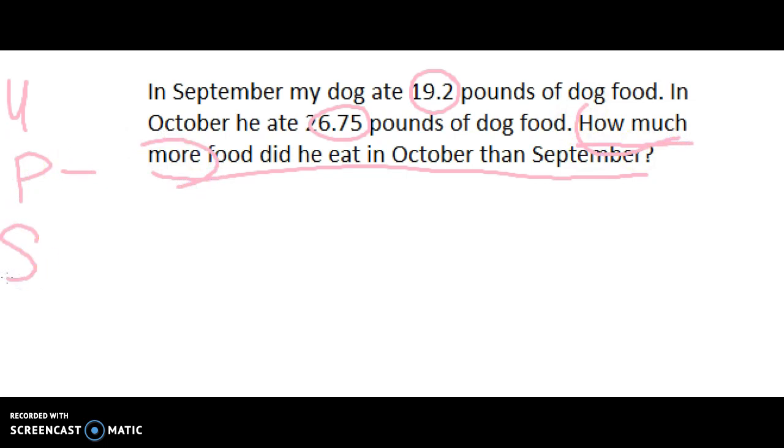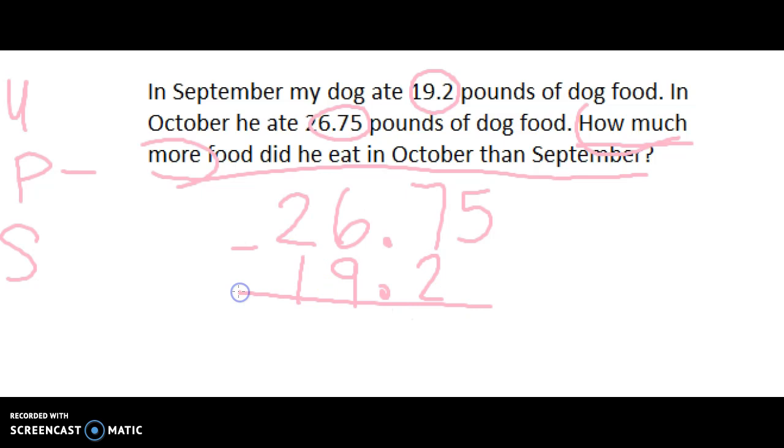I'm first going to write how much he ate in October, 26 and 75 hundredths. Below, I'll fill in how much he ate in September, 19 2/10, starting with the decimal to the left, 9, 1, and the tens place, 2. I want to make sure that both of my numbers have the same amount of digits, so I need to add a 0 in the hundredths place. Now I can start subtracting all the way at the right.